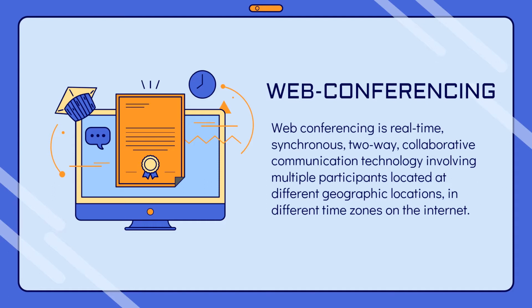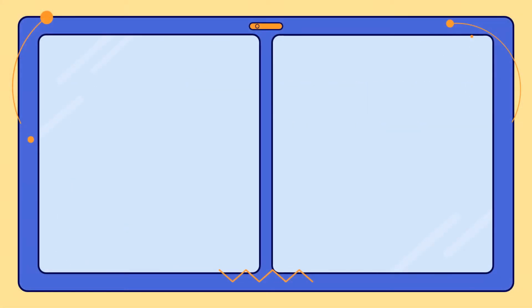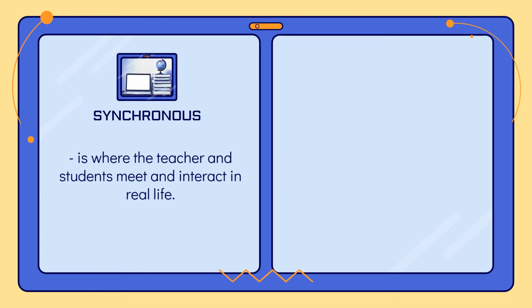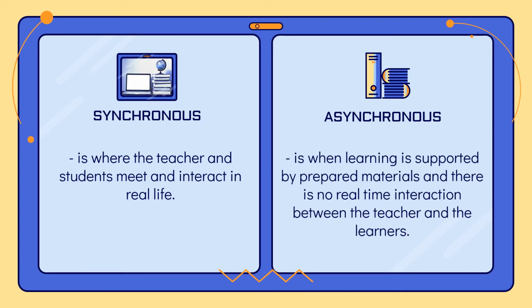One form of remote learning is done online. Online remote learning can be done synchronous or asynchronous. So what is synchronous and asynchronous mode of teaching and learning? Synchronous is where the teacher and students meet and interact in real time, while asynchronous is when learning is supported by prepared materials and there is no real-time interaction between the teacher and the learners. But this episode will only focus on synchronous sessions.